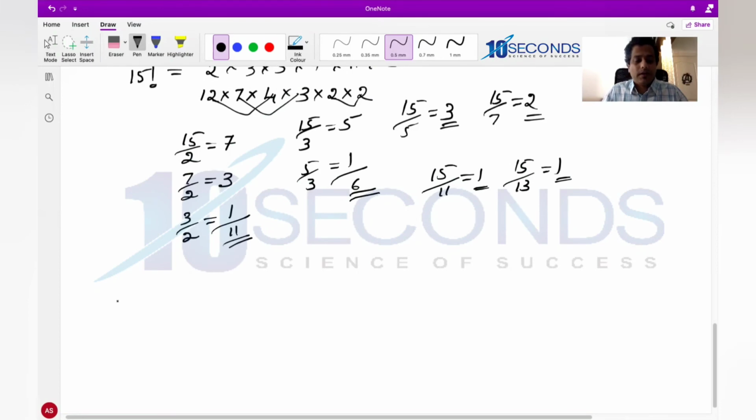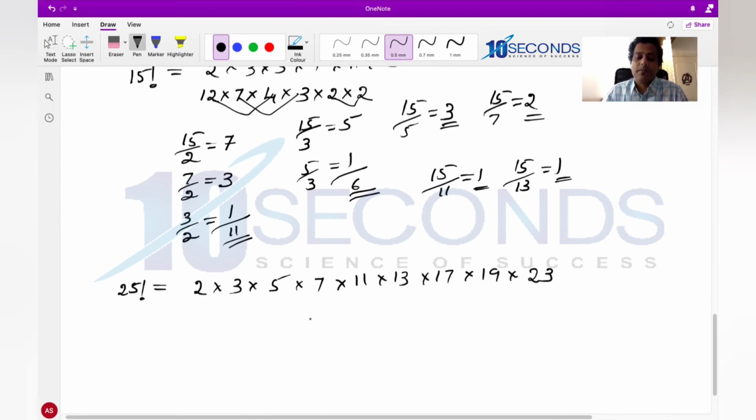Okay. Now 25 factorial. Let me take one more, 25. First thing, how many prime numbers are there between 1 and 25? That is 2, 3, 5, 7, 11, 13, 17, 19, 23.